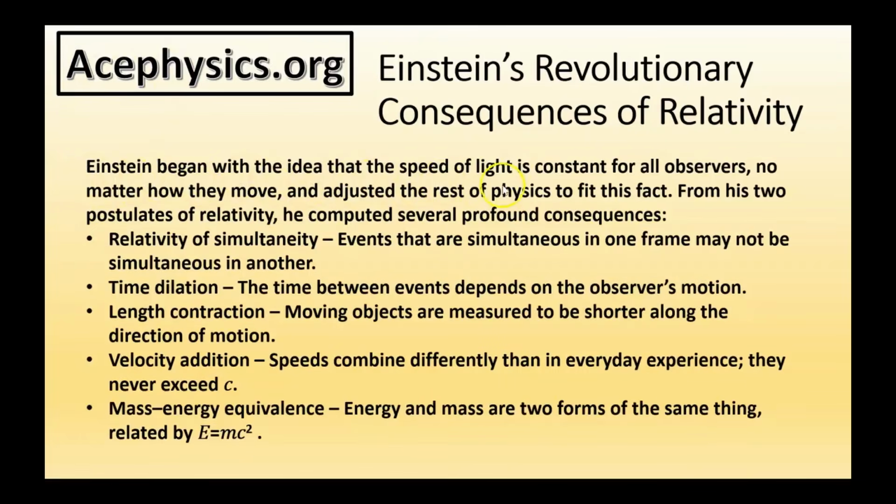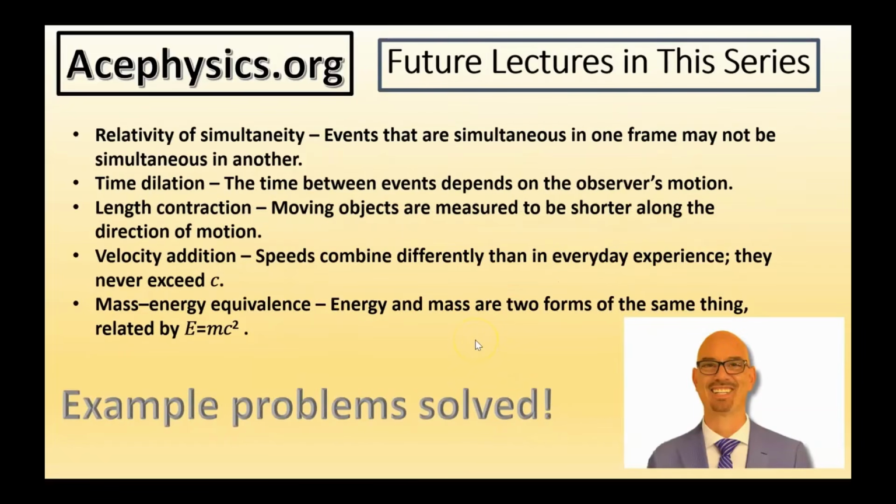Einstein began with the idea that the speed of light is constant for all observers, no matter how they move, and adjusted the rest of physics to fit this fact. From his two postulates of relativity, he computed several profound consequences. Events that are simultaneous in one frame may not be simultaneous in another. Time between events depends on the observer's motion. Moving objects are measured to be shorter along the direction of motion. Speeds combine differently than in everyday experience. They never exceed c. Energy and mass are two forms of the same thing. E equals mc squared.